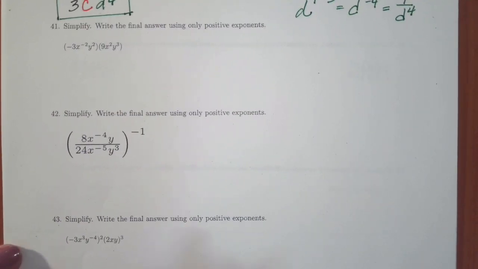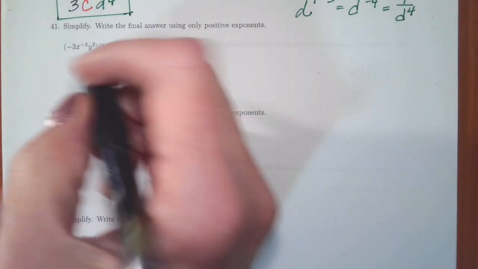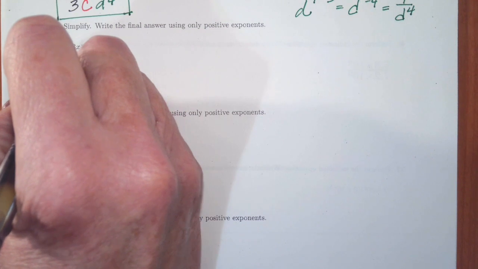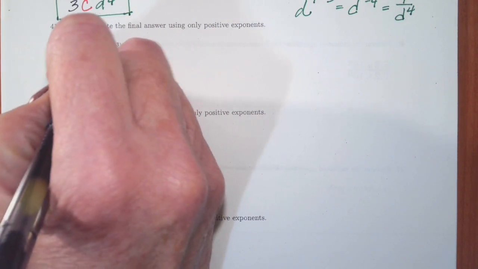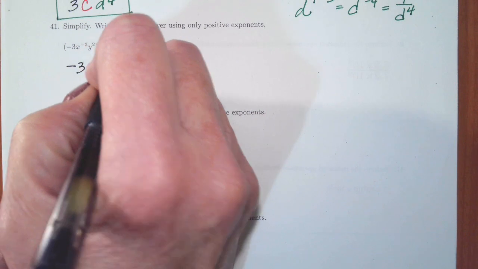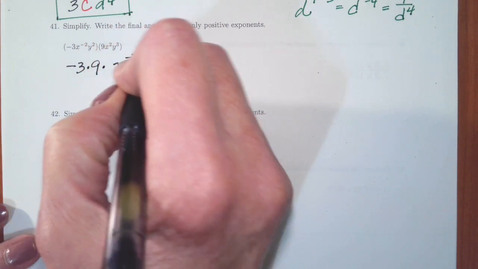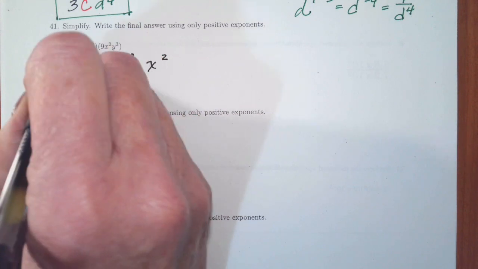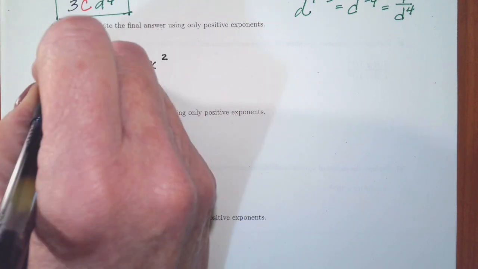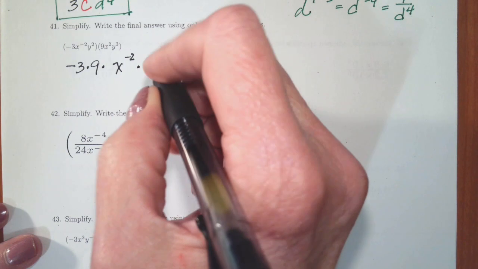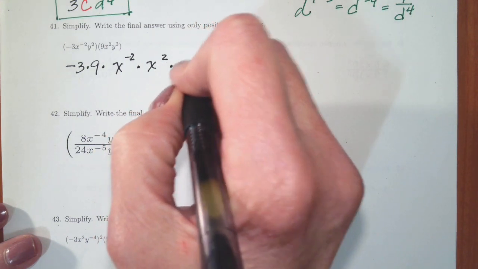All right, our next problem. This is going to be dealing with multiplication, so we have to remember what to do here. Let's just start by rewriting it, because we can multiply in any order. So I'm going to change this to negative 3 times 9 times x to the negative 2 times x to the second. I'm just grouping the constants, or the coefficients. I'm combining the x's, and then I'm going to combine the y's.